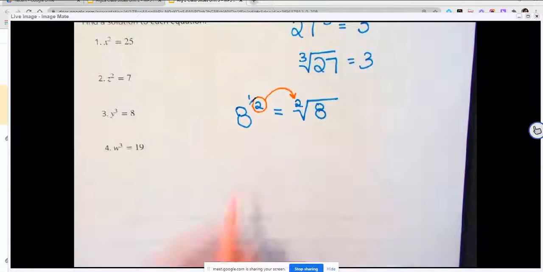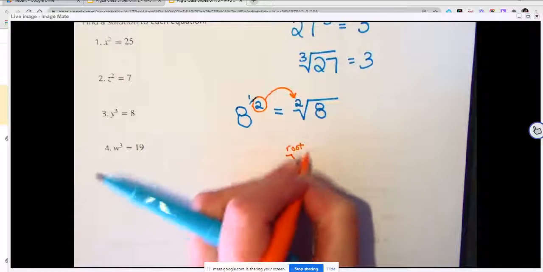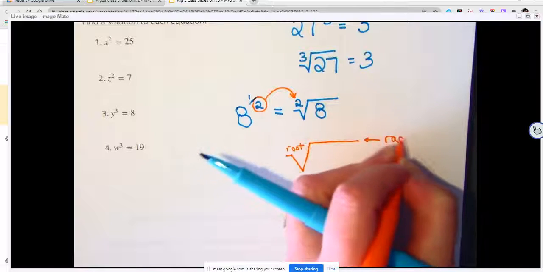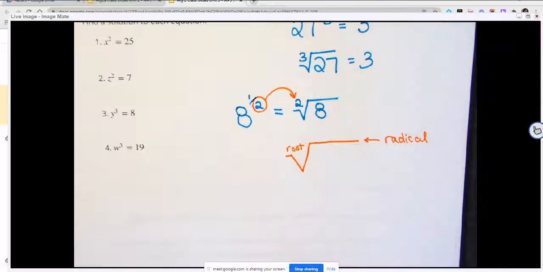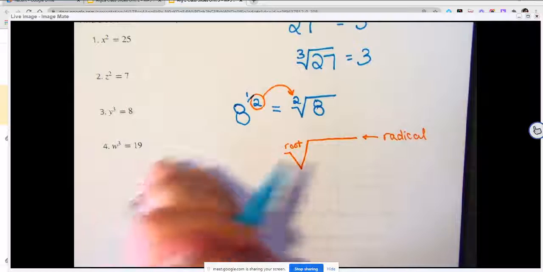So some good vocabulary. We're going to have the root. This symbol is called the radical. Back in the 80s, that meant awesome or very cool. Things were radical.